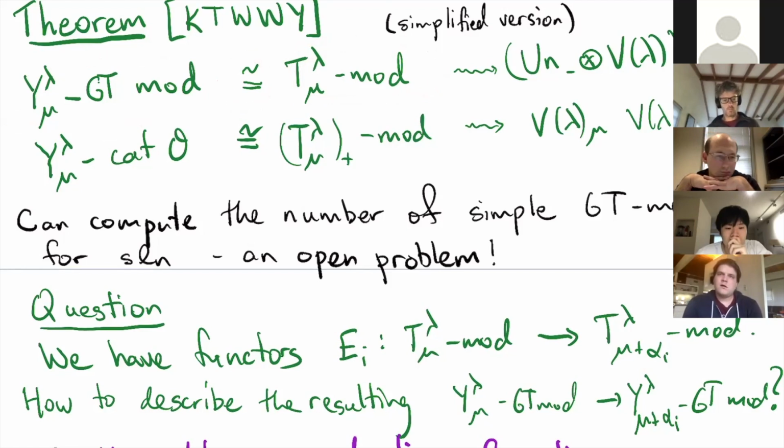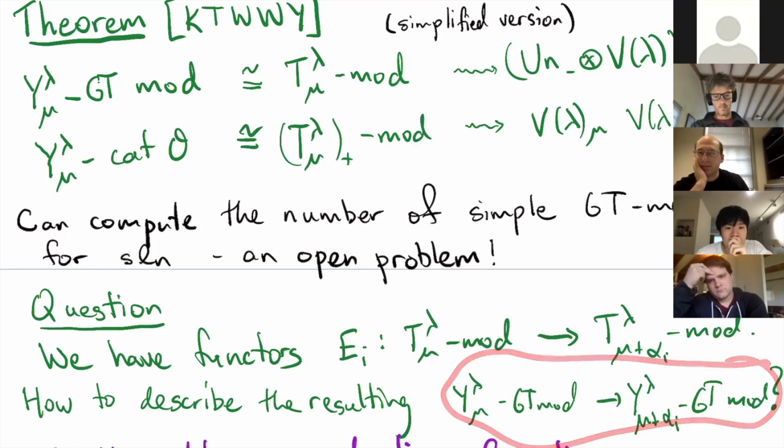It does use, though, somehow this Coulomb branch realization, which I'll come to a little later. And it uses quite a few things, but it is purely algebraic. Okay, so how can we describe the resulting functors like this?